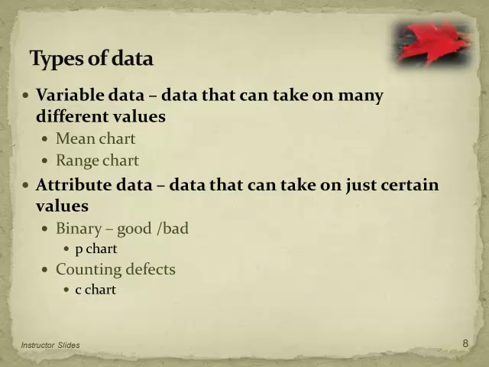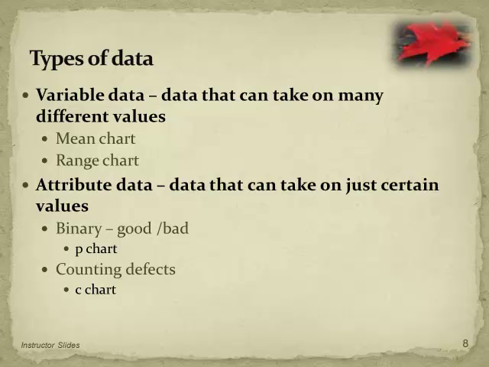The other type of data that we could have is attribute data. The definition of attribute data is data that can take on just certain values. And there are 2 types of attribute data. In one type, the data we measured is either good or bad. We refer to that as binary. There are only two possible states. If the type of data that we're taking is either good or bad, the control chart that goes with that type of data is referred to as a P chart.